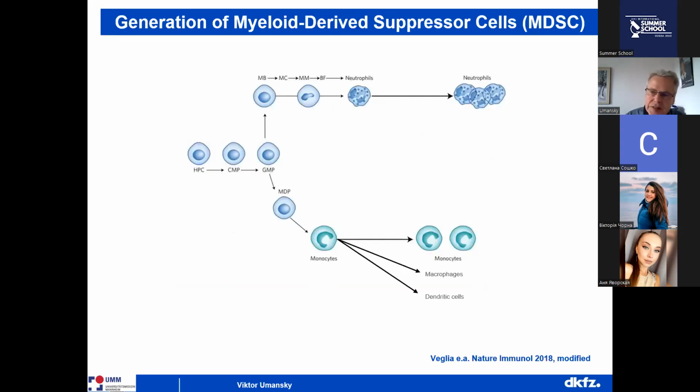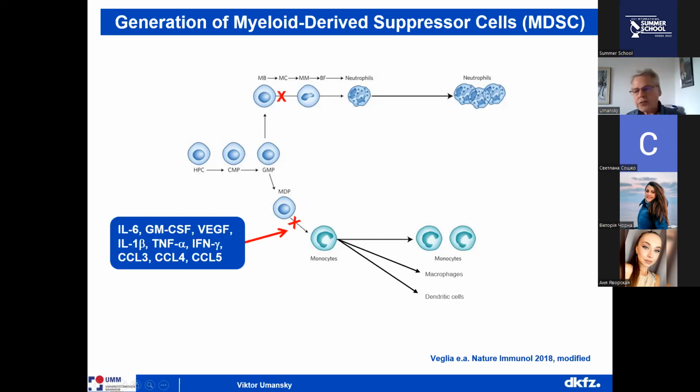So these cells actually do not exist in normal bodies, not in healthy organisms. They can be generated only in the process of chronic inflammation or tumor development. So normally, myeloid cells are generated from hematopoietic stem cells and then go through different precursors to monocytes, macrophages, dendritic cells, and neutrophils.